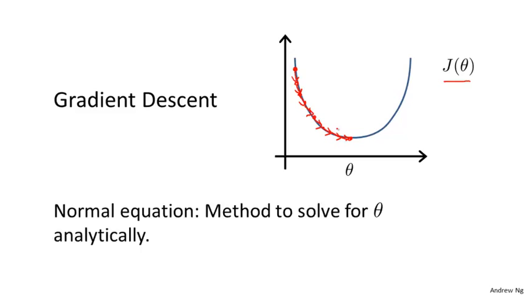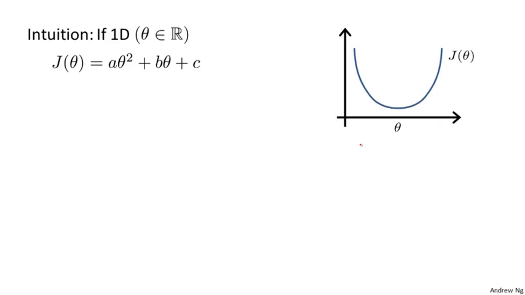In contrast, the normal equation will give us a method to solve for theta analytically, so that rather than needing to run this iterative algorithm, we can instead just solve for the optimal value for theta all in one go, so that in basically one step, you get to the optimal value right there. It turns out the normal equation method has some advantages and some disadvantages, but before we get to that and talk about when you should use it, let's get some intuition about what this method does.